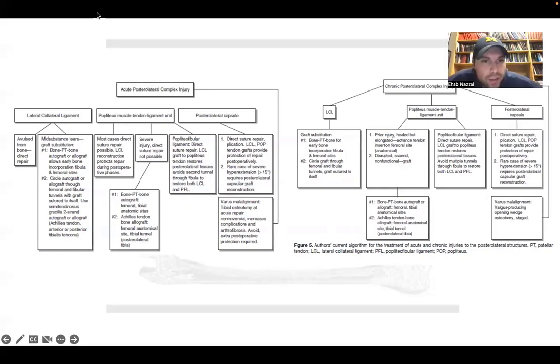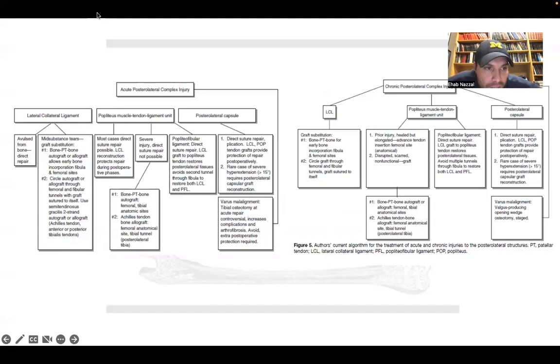No, I think like Tariq said, this is important to consider, even though it's a little bit older of a paper relative to what we've been talking about, especially this algorithm. I think it's important to delineate between acute and chronic injuries.